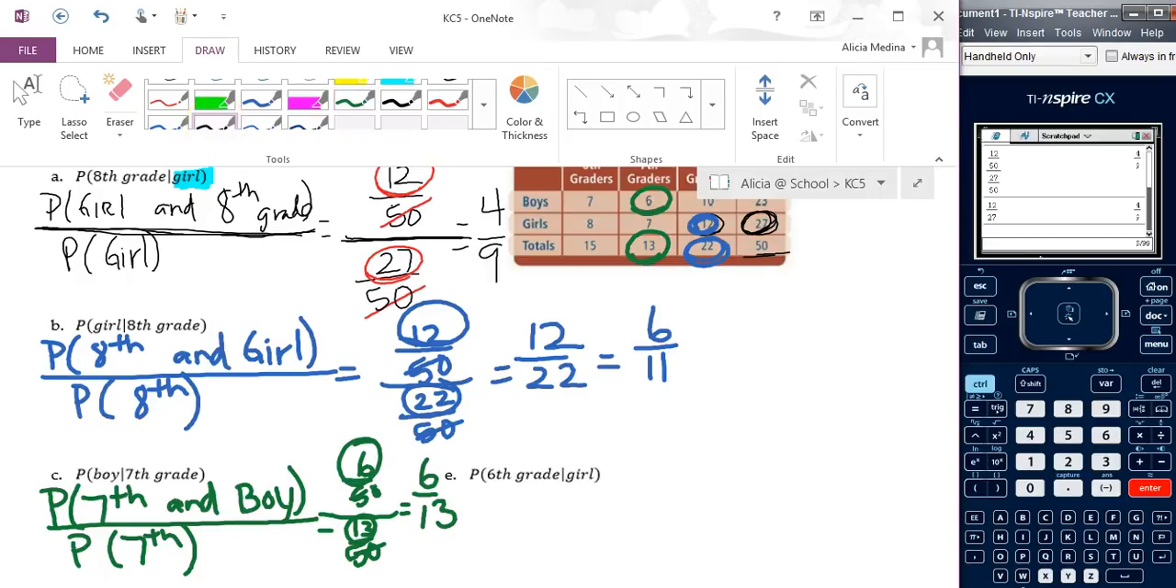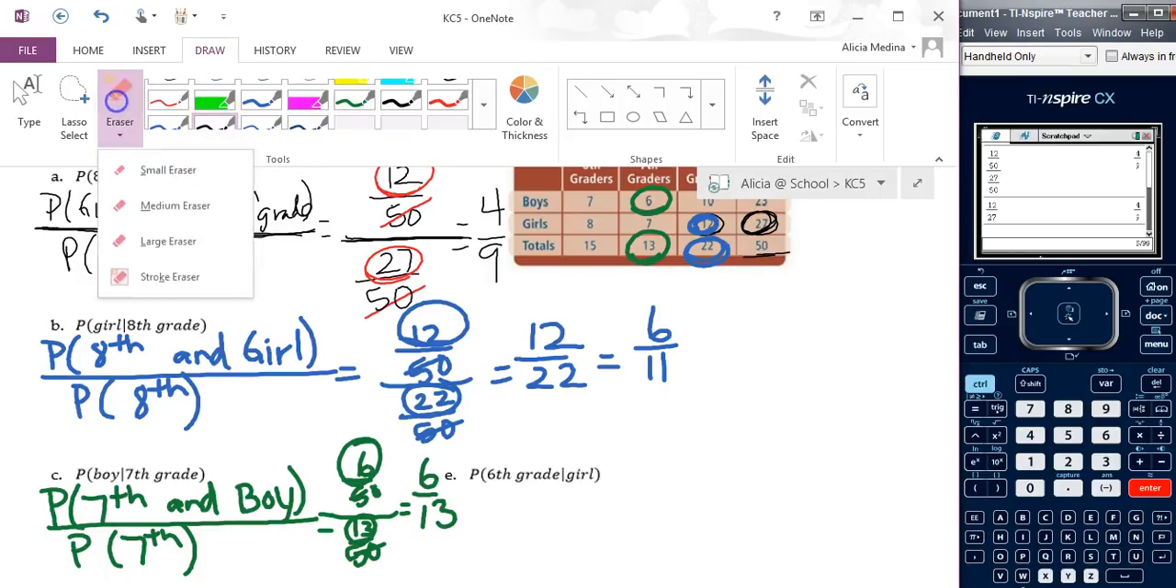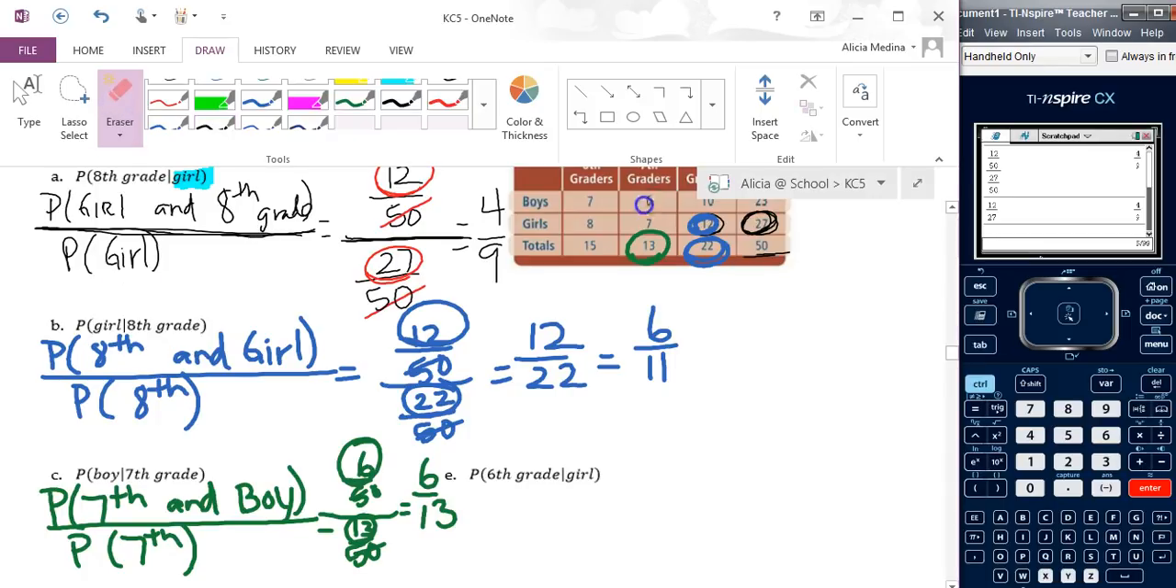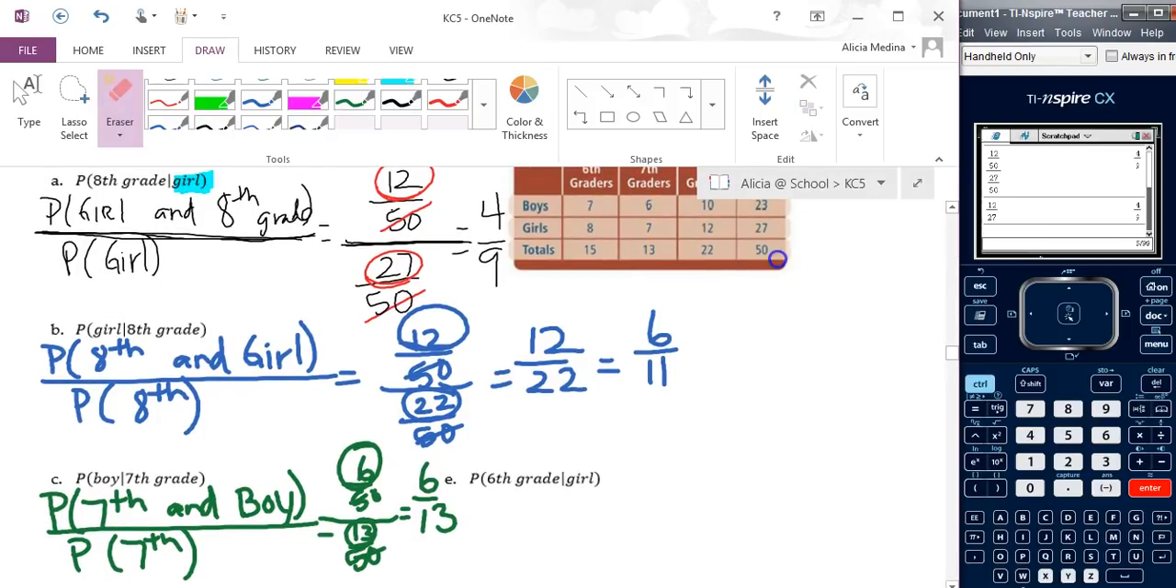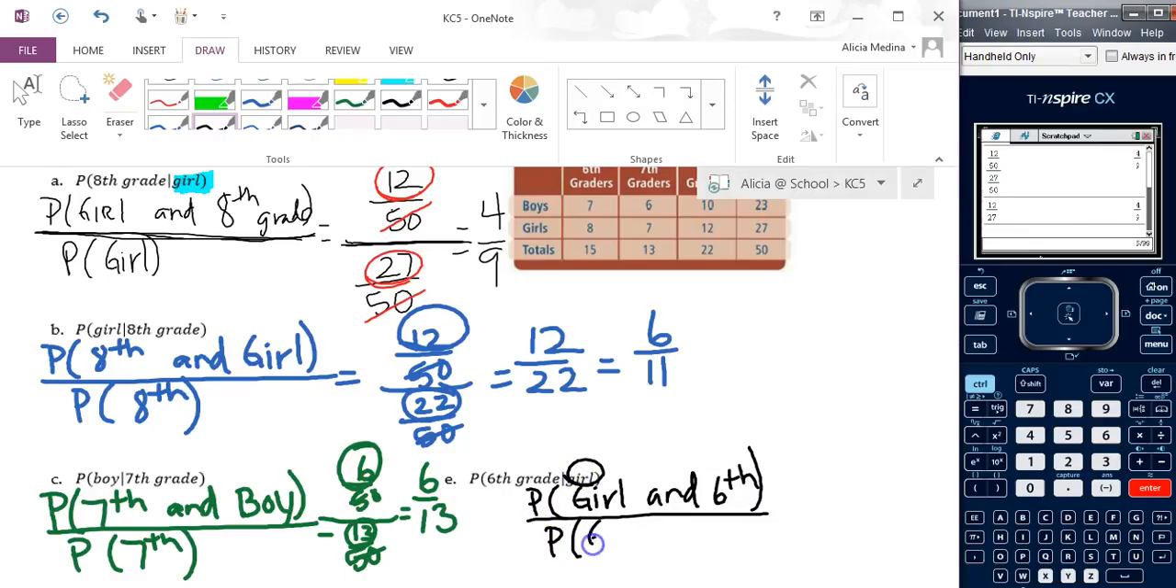Looking at letter E. I'm going to go ahead and erase my table now that we've walked you through a couple of them. Hopefully we're using these colors now. So the probability of picking a 6th grader given that you're only looking at the girls. So the probability of picking a girl and being in 6th grade goes on top. And then just the probability of the second one goes on the bottom.